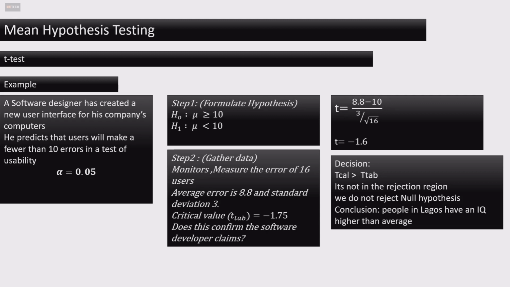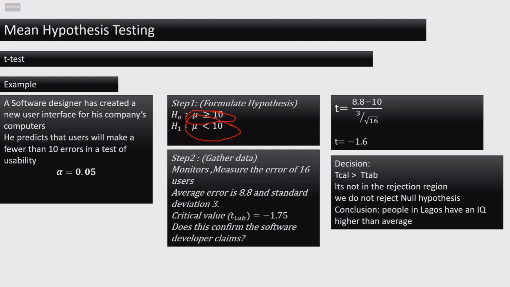Now, what's going to be our null hypothesis? I want you to think about it before you look at what I'm going to say. What do you think is going to be the null hypothesis in this case? The null hypothesis is what's expected. It's expected that if you're using software for the first time, you're going to make more than 10 errors. So it's expected that our mu is greater than or equal to 10. But what he's trying to prove is that it's less than 10. So that is our step 1.